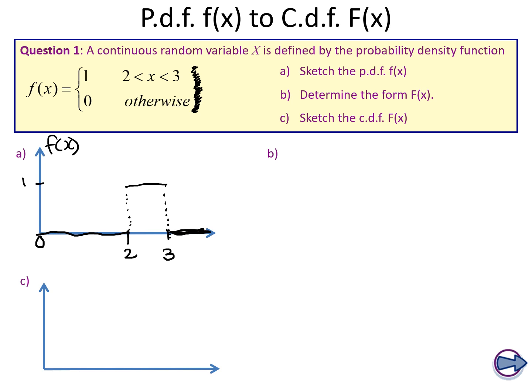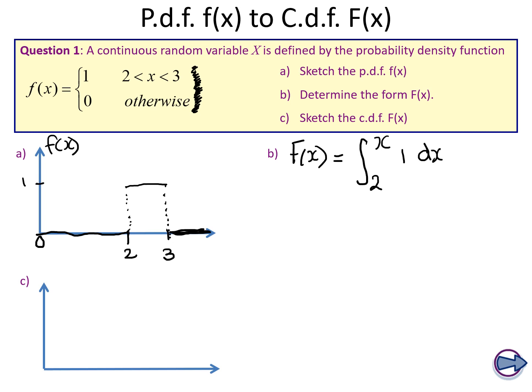There we go. So we've sketched it. Determine the form of big F. To get big F, we need to integrate. So our big F of x, we will integrate between the bottom limit. Always the bottom limit. Bottom limit in this question is 2 and a variable factor x. And we're integrating f of x, which is 1 dx.